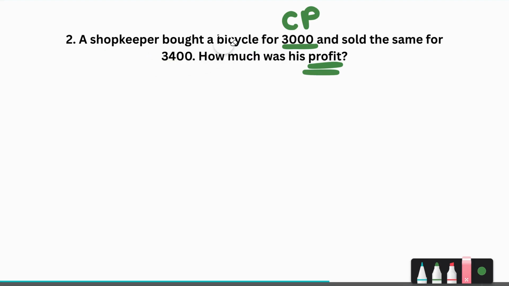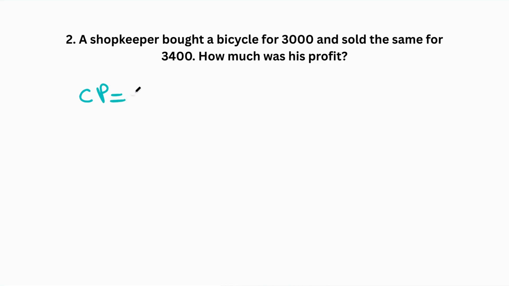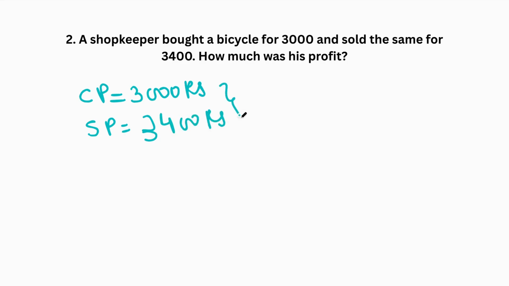So let me write this first. Here the cost price of the cycle is 3000 rupees and the selling price is 3400 rupees, right? So here the selling price is greater than the cost price, which means it was a profit, which is already told in the question.